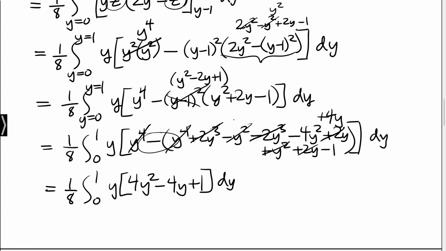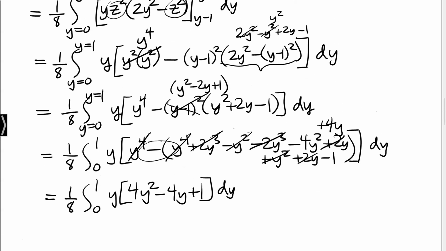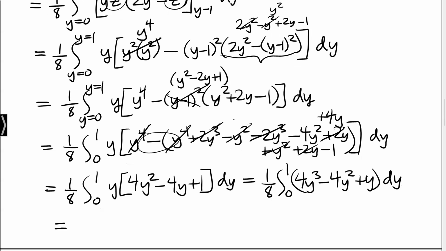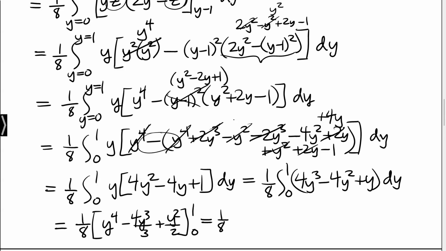How much room do we have here? Not much. Okay, well, we're just about done. So altogether, it's 1/8 the integral from 0 to 1 of 4y cubed minus 4y squared plus y. We have enough room to finish this, no problem. We're evaluating y to the 4th minus 4y cubed over 3 plus y squared over 2 from 0 to 1, which is 1/8. 0 is not going to contribute anything, so we get 1/8 times 1 minus 4/3 plus a half.